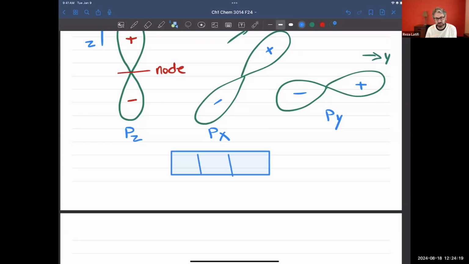When we say that the p orbital is made of 3 boxes, the first one will be px, this is py, that is pz, and you can accommodate 1, 2, 3 electrons pointing up, and then 3 pointing down. So in total you can accommodate 6 electrons inside the p orbital.